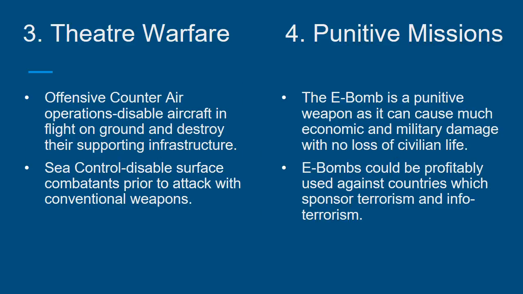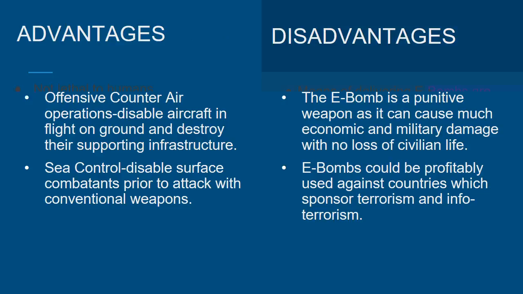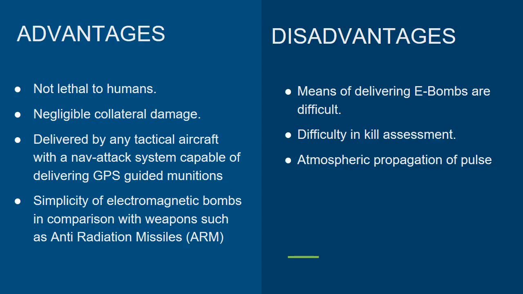Now theater warfare. Under offensive counter-air operations, disable aircraft in flight and on the ground and destroy their supporting infrastructure. And under sea control, disable surface combatants prior to attack. The punitive missions. The E-bomb is a punitive weapon as it can cause much economic and military damage with no loss of civilian life. Now I will briefly describe some of the advantages.